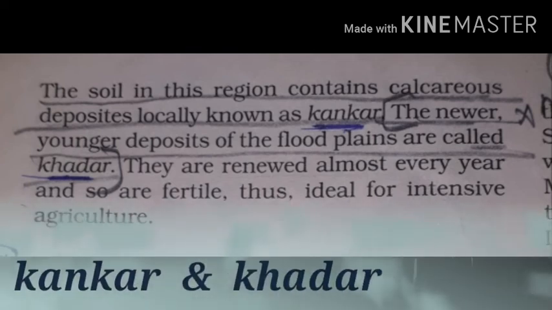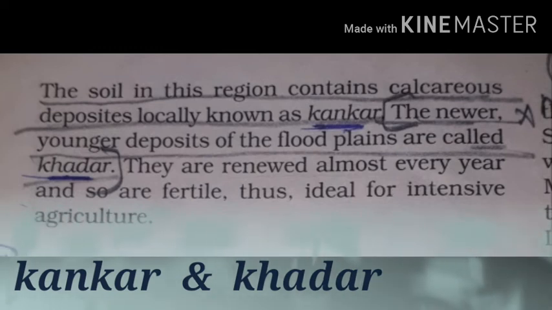The soil in this region contains calcareous deposits, locally known as kankar. Calcareous means full of calcium. It is a calcium deposit, and that's why it is called calcareous kankar. The newer, younger deposits of the floodplains are called Khadar. They are renewed almost every year and so are fertile, thus ideal for intensive agriculture. This land is good for agriculture because of these natural changes happening in the plain areas.